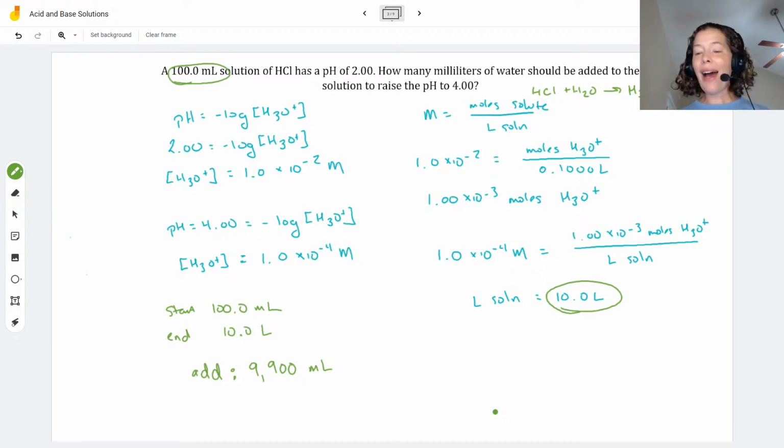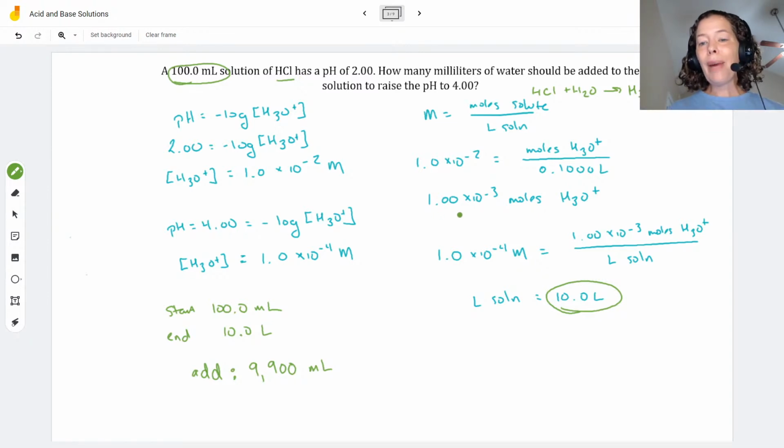Now, why does it take so much volume to bring the pH up like this? Well, that is because hydrochloric acid is a strong acid. So that means it completely dissociates, which means you have to really dilute hydrochloric acid down quite a bit to get the pH to come up there.